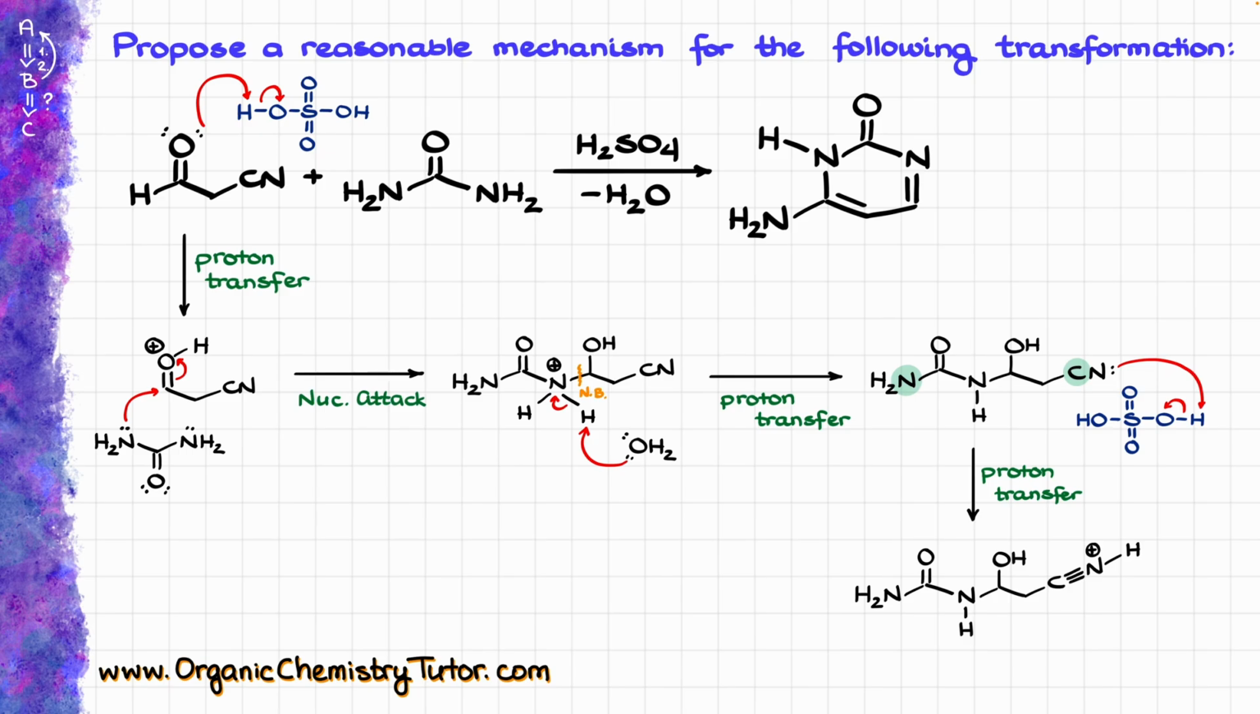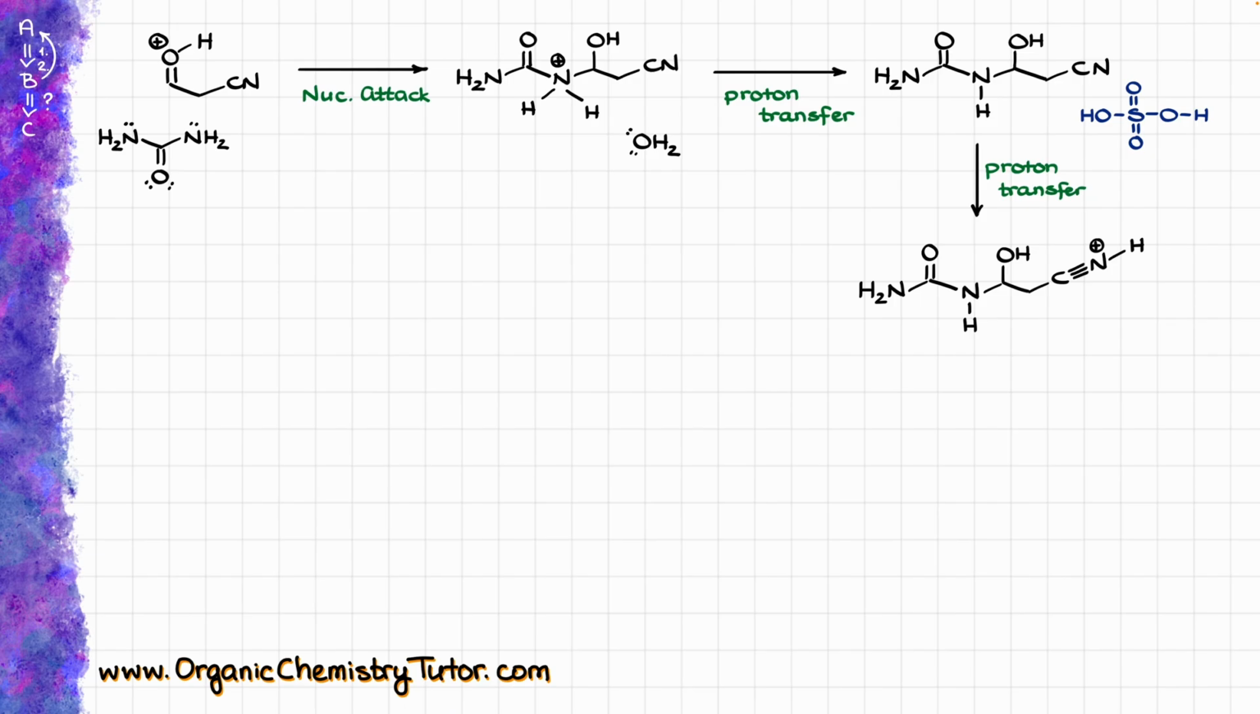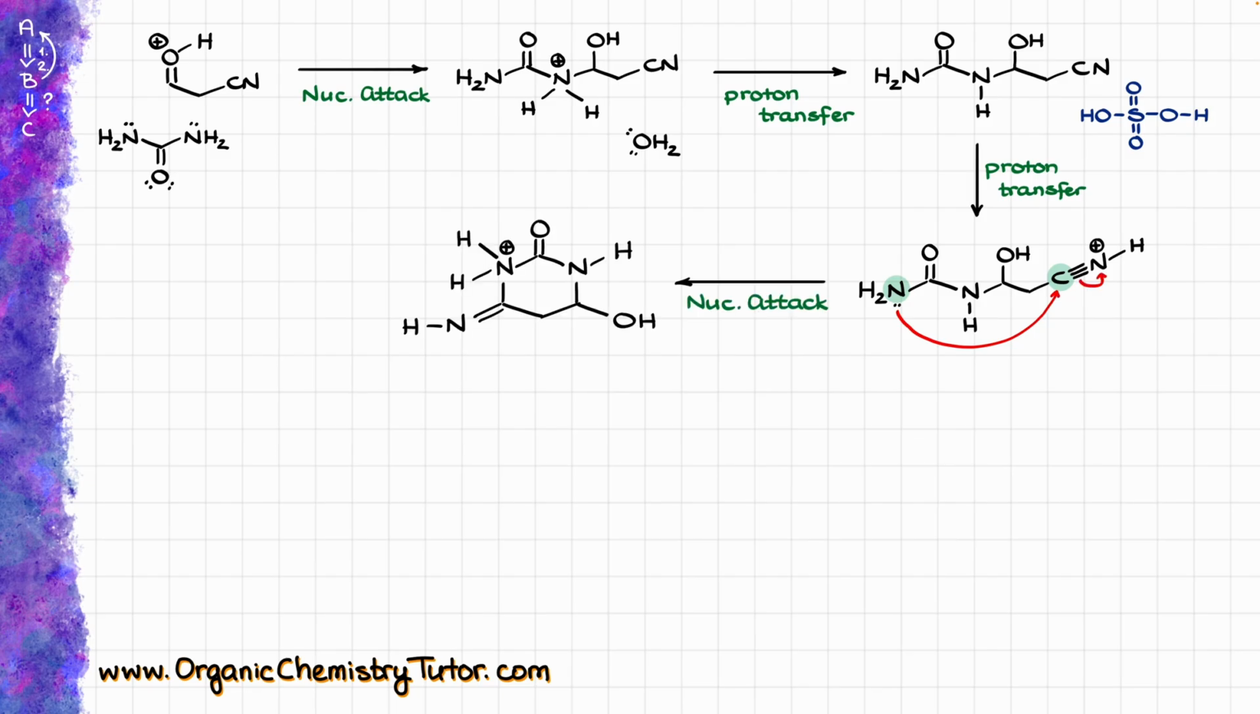Now, since my picture is getting a little bit crowded, let's get rid of the stuff that I no longer need and continue with our mechanism. So as I've mentioned a moment ago, I'm going to be making a new bond between this nitrogen and this carbon. So in order to show that, I'm going to show this nucleophilic attack from nitrogen onto carbon like so, giving me the following cyclic intermediate.